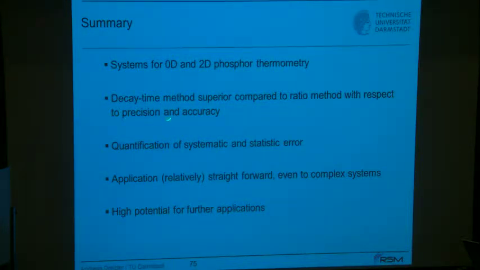And we have seen as well that in especially the spatial domain, the precision of this decay time method is much better. We have as well discussed for the decay time method the possible sources of errors, systematic errors as well as statistical errors linked to accuracy and precision. And that showed that, of course, you can do many things wrong, but if you do it properly, you have the potential to come up with an accuracy in the order of a Kelvin. And the same holds true for the precision.